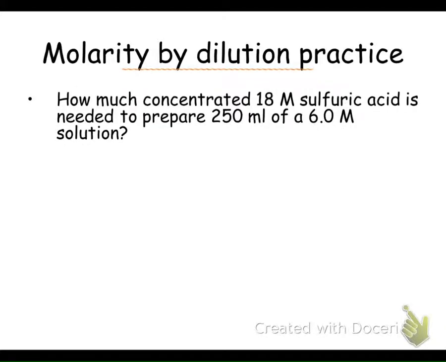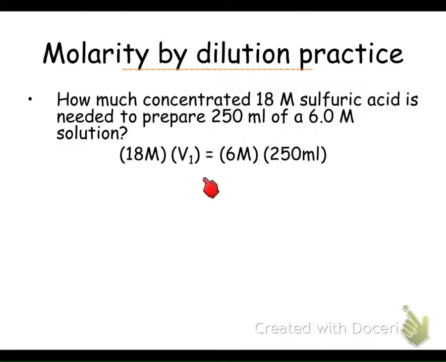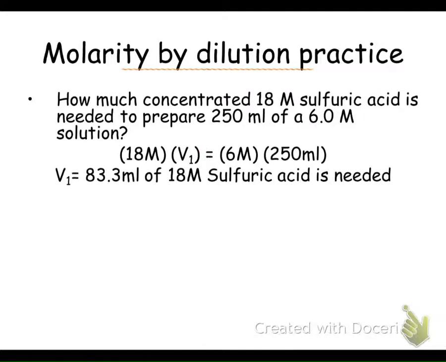Molarity by dilution practice: how much concentrated 18 molar sulfuric acid is needed to prepare 250 mL of a 6 molar solution? If I set up my equation M1V1 equals M2V2, here's my M1. I'm trying to figure out how much I need, so that's my V1, equals V2 and M2. It's simple algebra solving for V1. So we would end up getting 83.3 mL of 18 molar sulfuric acid.